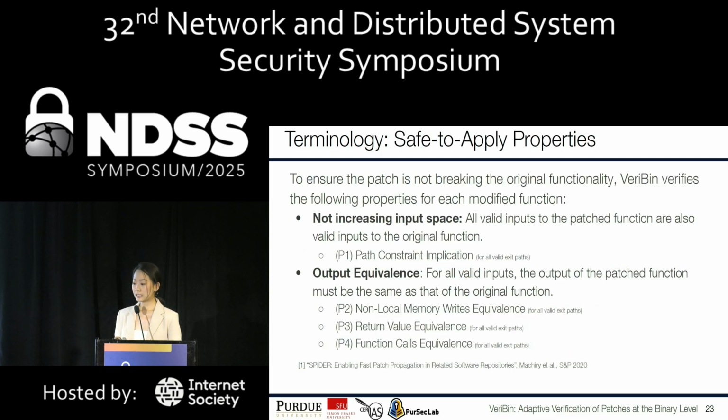To ensure that the patch is not breaking the original functionality, VeriBin will check 4 properties from 2 perspectives: not increasing input space and output equivalence. These properties have been proposed by a previous research called Spider, shown here. And these properties are relevant to security patches because they usually just add checks and terminate the execution.